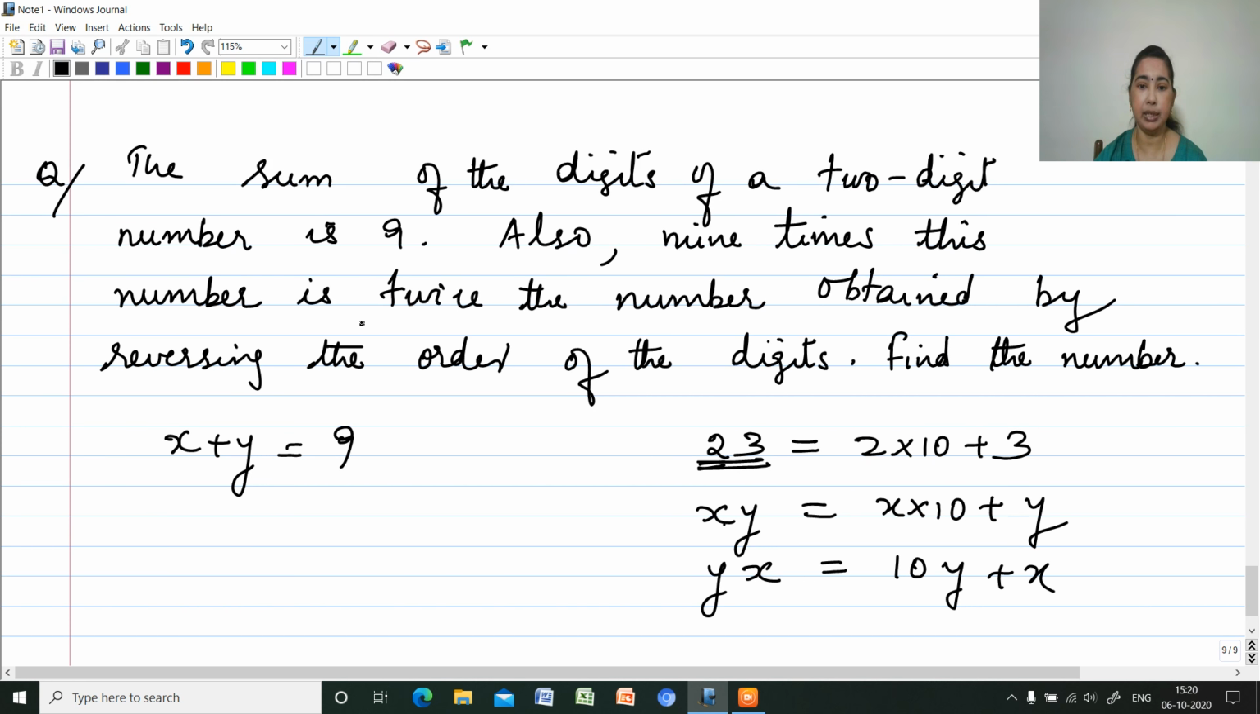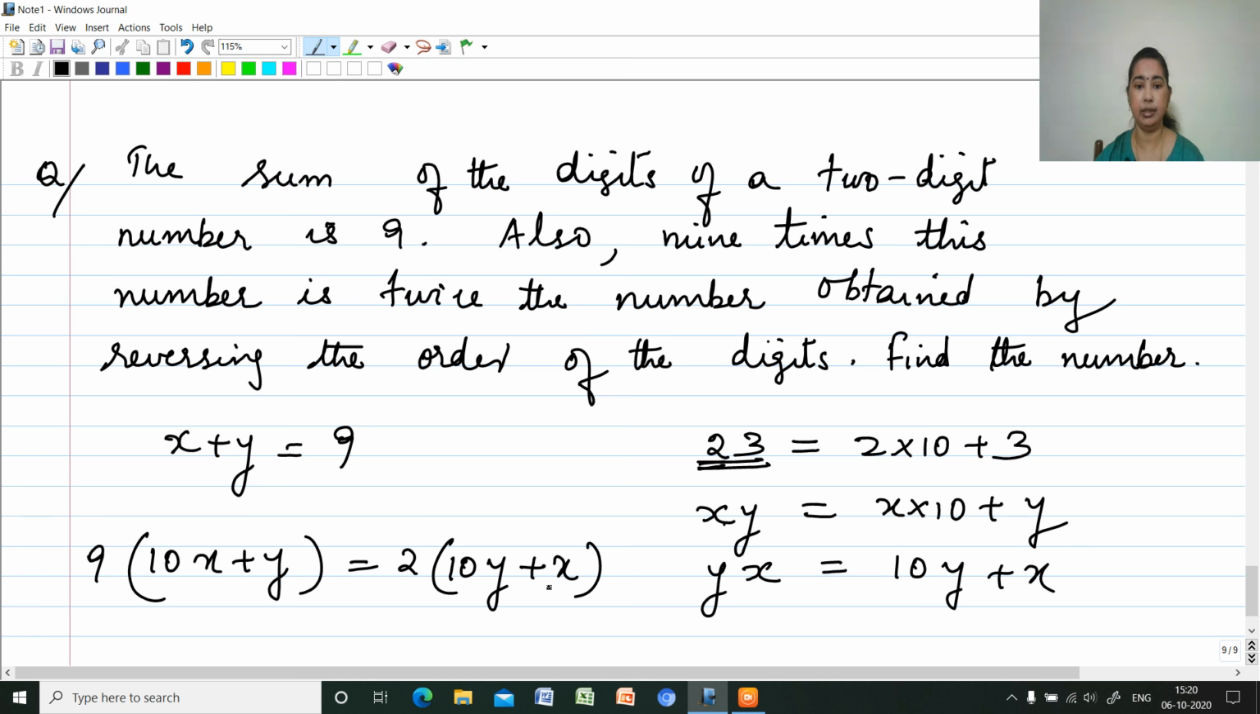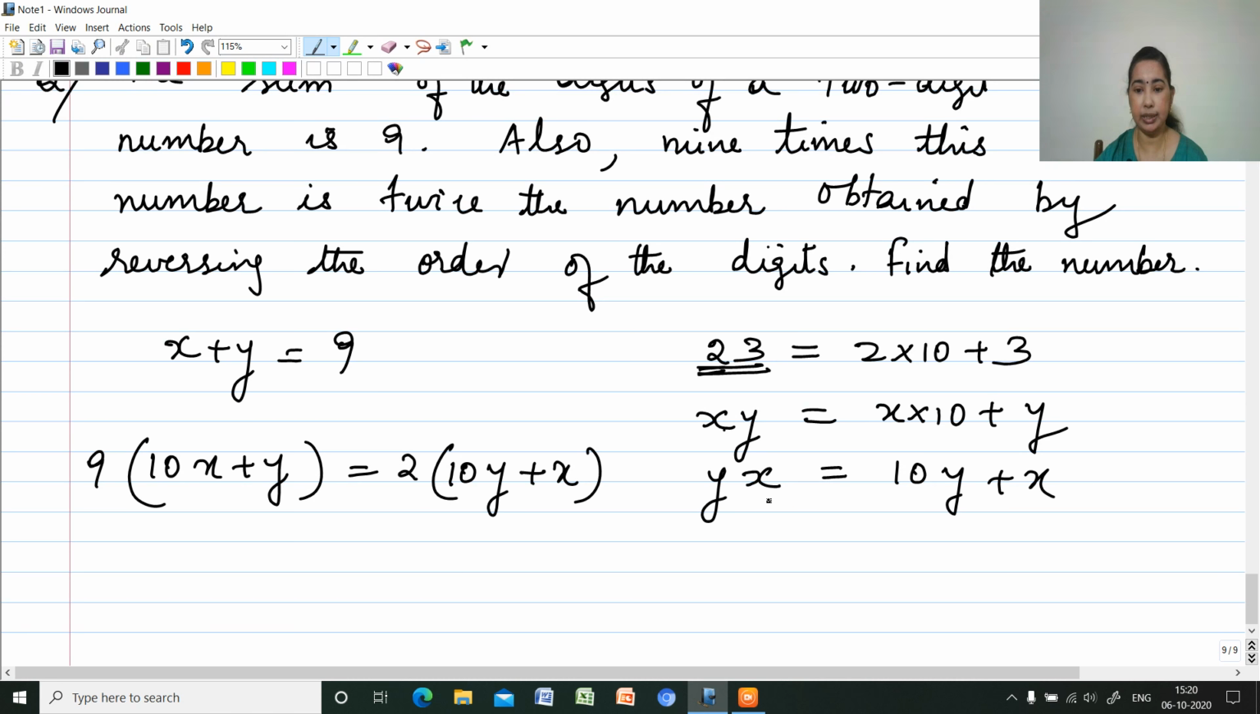9 times this number is twice the number obtained by reversing the order of the digits. So 9 times this number, 10x plus y, is twice the number obtained by interchanging or reversing the digits. Reversing the digits means yx. We cannot write it like this; instead we have to write 10y plus x. Now opening the bracket, 90x plus 9y is equal to 20y plus 2x.